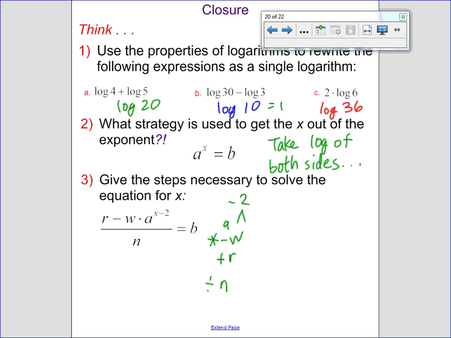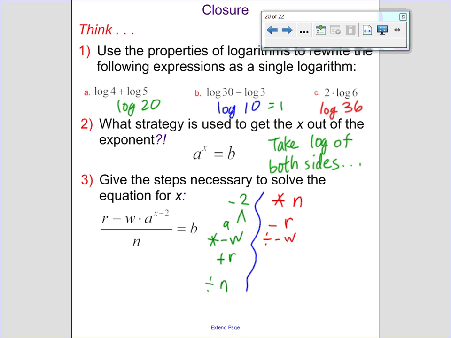All right, let's reverse and undo to get our solving steps recipe. So how are we going to undo division by n? Well, we'll multiply both sides by n. How would we undo adding r? Well, we would subtract r. How would we undo multiplication by negative w? We would divide by negative w.